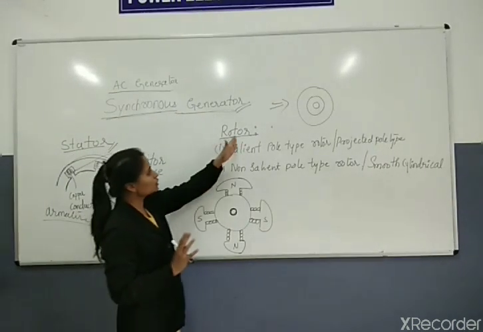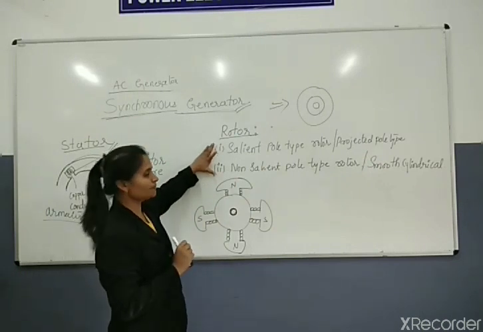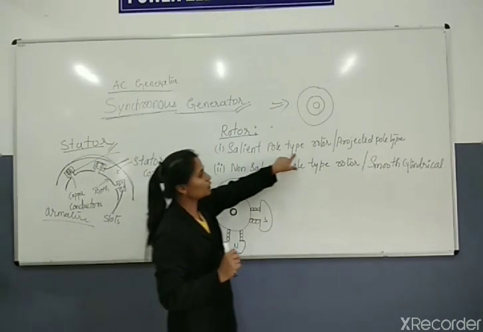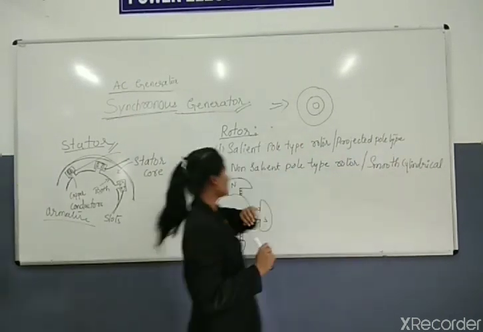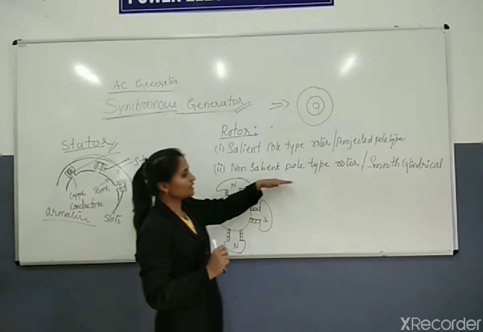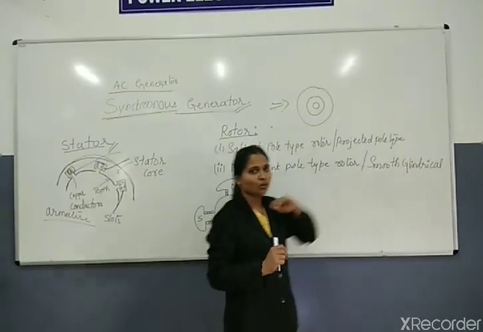Then comes the rotor part. Here again we have two types of rotors. One is the salient pole type rotor, also called the projected pole type. Another one is the non-salient pole type rotor, also called the smooth cylindrical type rotor.